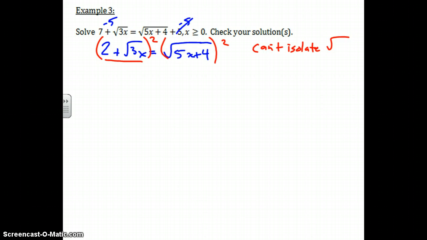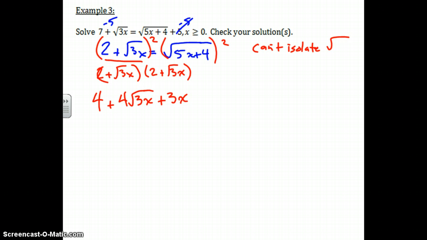So then when we work with this, that means we've got a binomial squared. This is actually 2 plus square root of 3x times 2 plus the square root of 3x. So that becomes 4 plus 2 square root 3x plus 2 square root 3x, so 4 square root 3x when we combine the like terms in the middle. And then plus, when we square the square root of 3x, we just get 3x. On this side, it works out perfectly. We just have 5x plus 4.